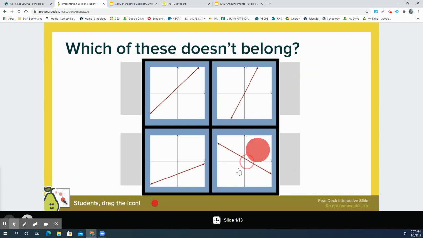Bottom right. Why is this one different? It's a negative slope. Absolutely. It is a negative slope. Anybody have a different choice? Which one's different? There's lots of different ways. How's this one? There's no specific answer. You can justify each of these four corners.